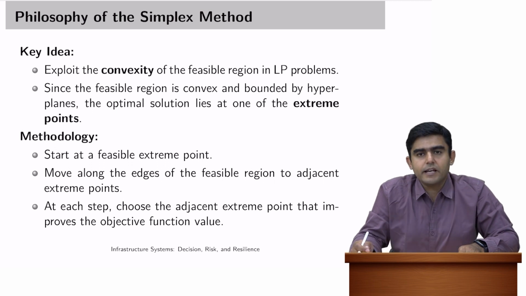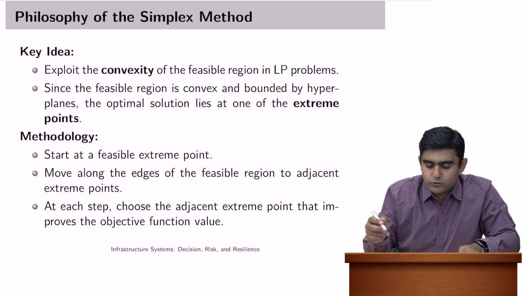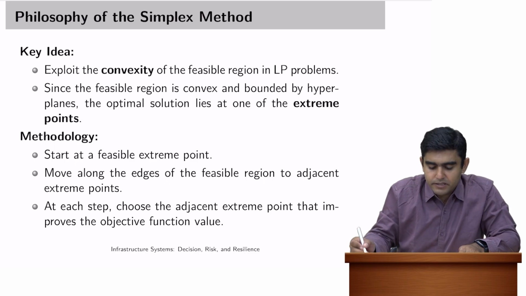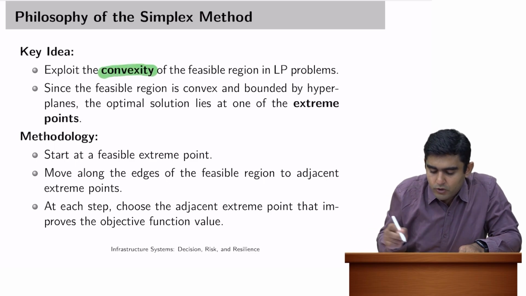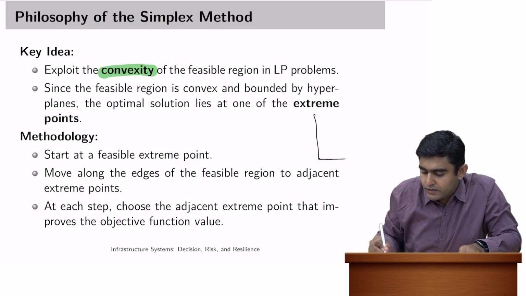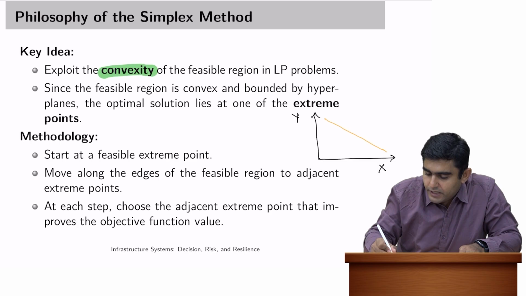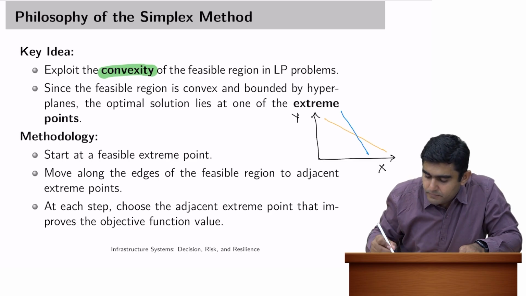Let us quickly recap the key philosophy behind linear programming problems, and the same philosophy also applies to the simplex method. The key idea behind the simplex method is to exploit the convexity of the feasible region. As we learned in the last class, if you have two constraints, one drawn in orange and another drawn in blue, and both of them have their feasible regions, let us say marked by the region that I am now shading in blue.